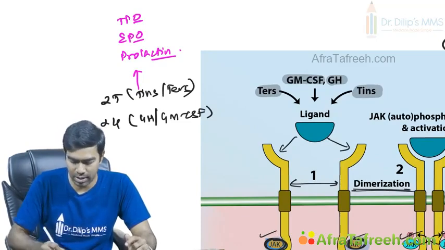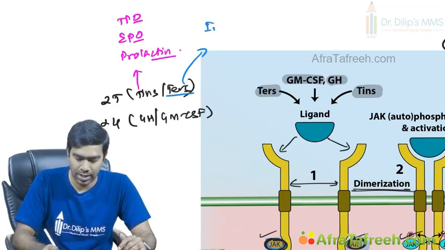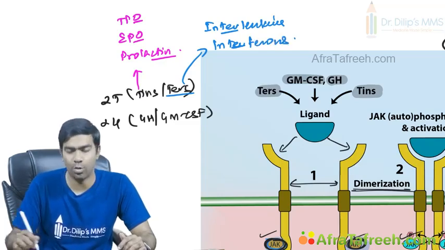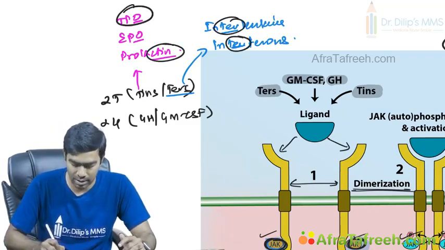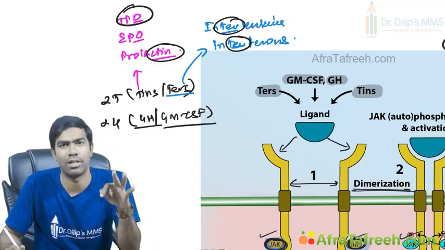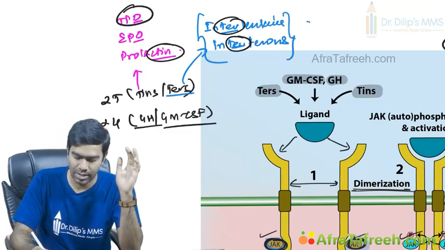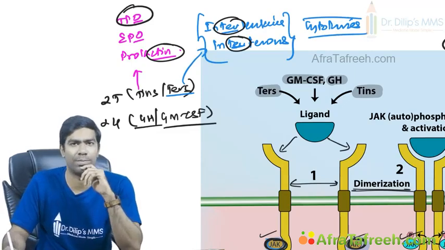Then you have certain TERs that can work through the JAK-STAT principle, like interleukins and interferons. So all these are going to act through the JAK-STAT pathway only. Now you can clearly see TINs, TERs, GM-CSF and growth hormone. So these are the classic ligands for the JAK-STAT pathway, that is the non-receptor tyrosine kinase. You can very clearly see these are nothing but cytokines, isn't it? That's why I told you these are cytokine-based pathways.